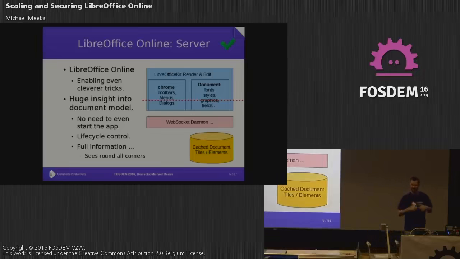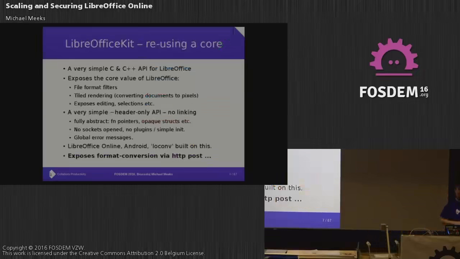And so we can do all sorts of nice things with life cycle, and we can see around these corners, and we can do just a much better job. That's the thesis, anyway. So how do we do that?